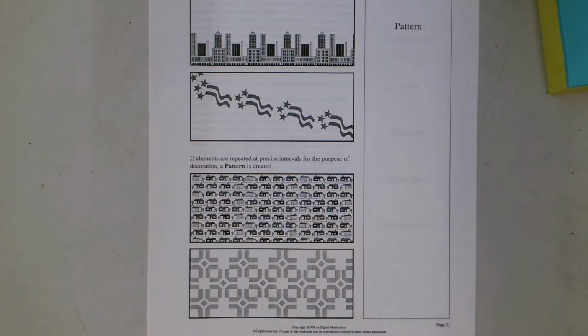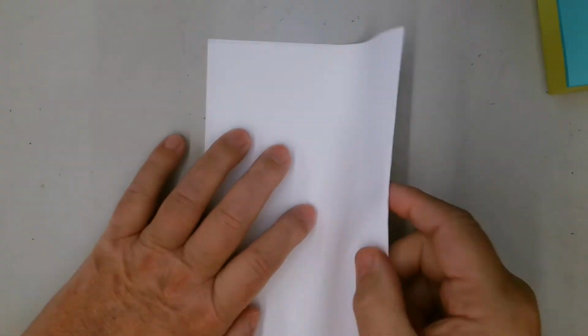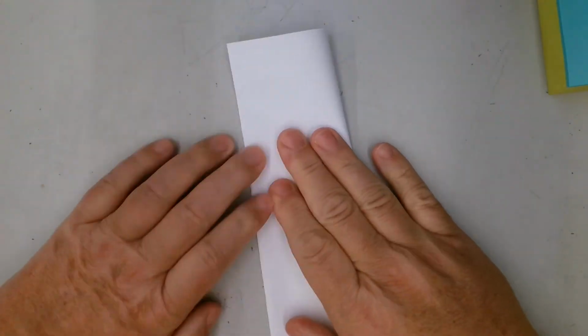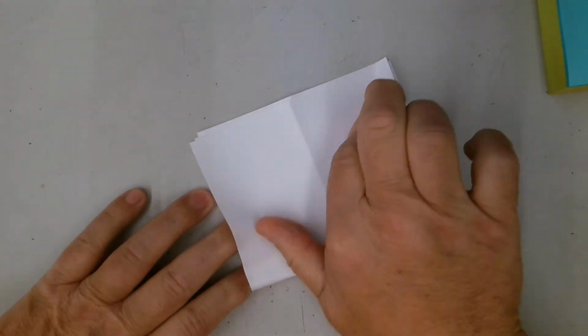So what we're going to do is start off with that piece of paper again. We're going to take your regular piece of paper and you're going to fold it in half. You're going to fold it in half again. You're going to open it up and fold it in half the other direction. And this is going to give you 8 separate panels to do patterns on.